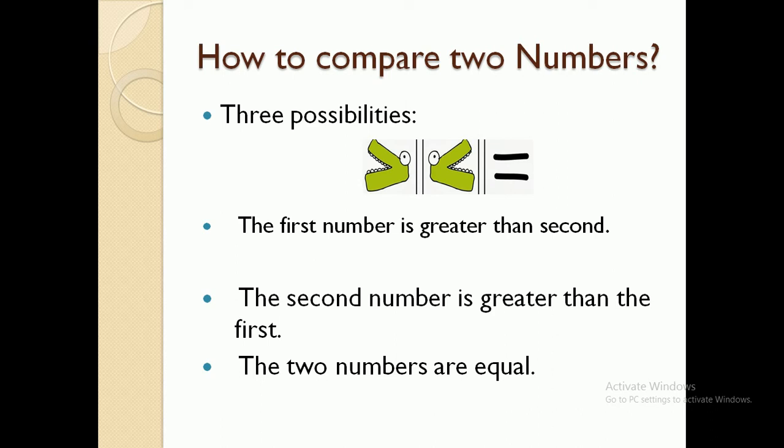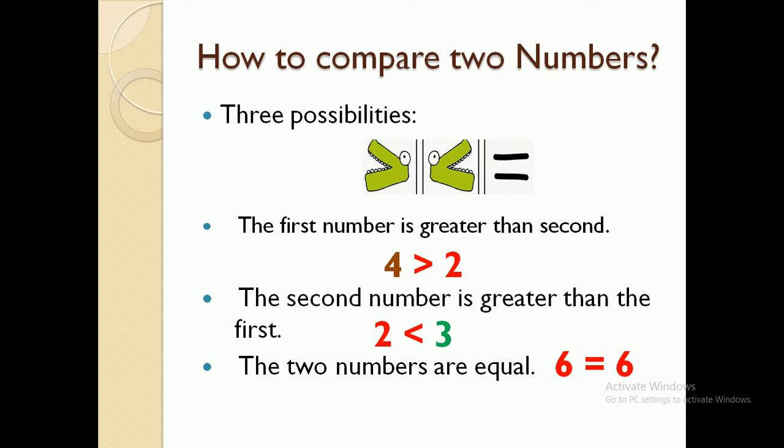Number one is the first number is greater than the second. As you can see, the number 4 is greater than the number 2. The second one is the second number is greater than the first. As you can see, the number 3 is second and it is greater than the number 2. And the last one is the two numbers are equal. As you can see, the number 6 is equal to the number 6.